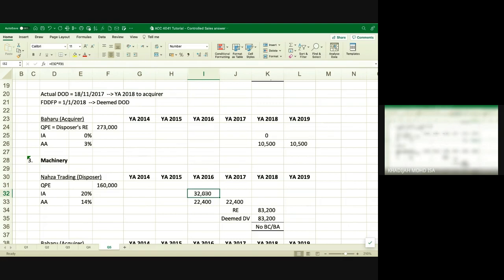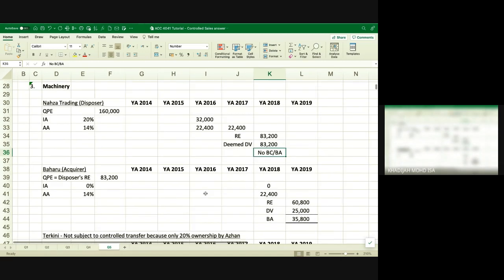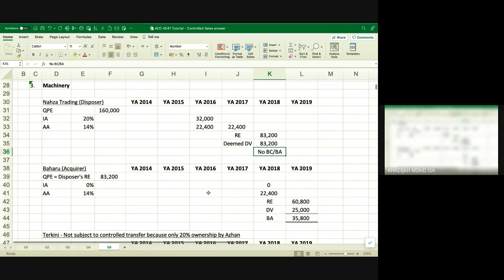The rate is 20% and 14%. So 2016 IA and AA, 2017 AA. Again, disposal year is YA 2018. You don't claim anything in 2018. Your RE is deemed to be the disposal value. So no balancing charge, no balancing allowance to the disposer. To the acquirer, you are going to claim no IA, 0%, but AA in 2018 onwards.